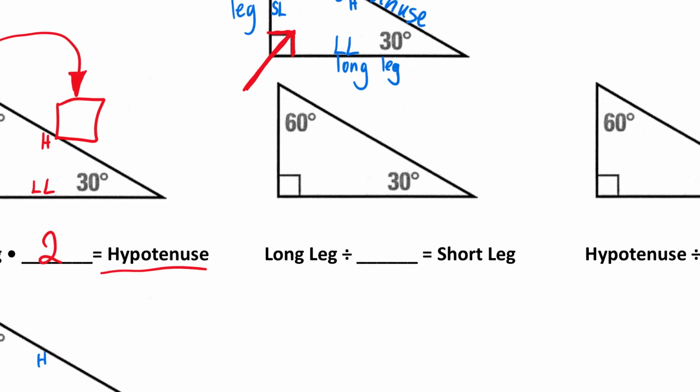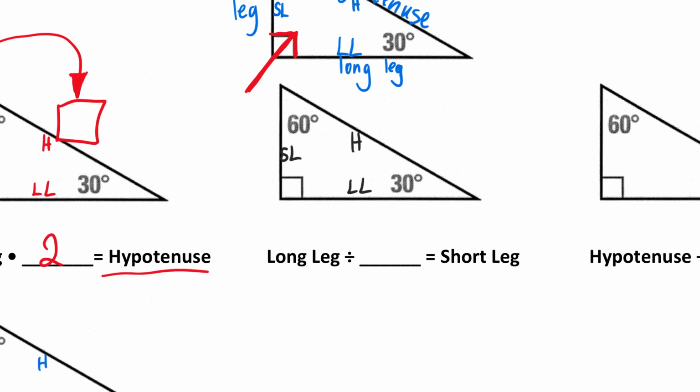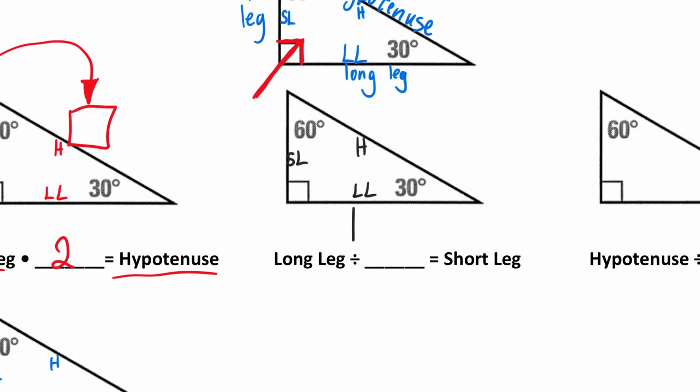Okay, next one. Let's look at this. So we have the hypotenuse, short leg, and long leg. Now this time we're talking about if we know the long leg, and I'm trying to go back to the short leg. Good. Divide by the square root of 3. Okay, so that's the rule.